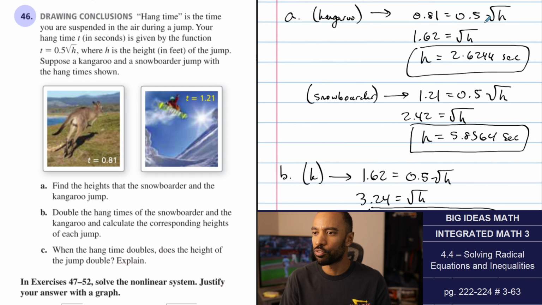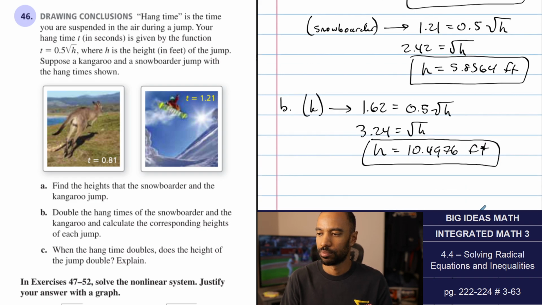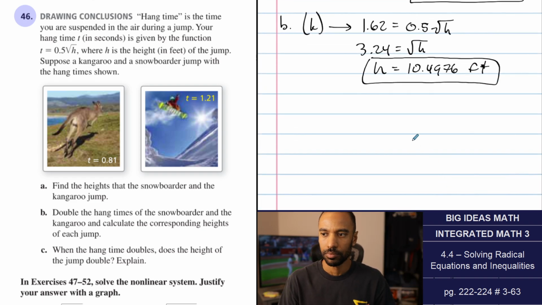Oh, I put seconds for all these. Guys, these are not seconds. What am I doing? These are feet. I'm so sorry about that. Feet, feet, feet. All right, snowboarder. Sorry about that.